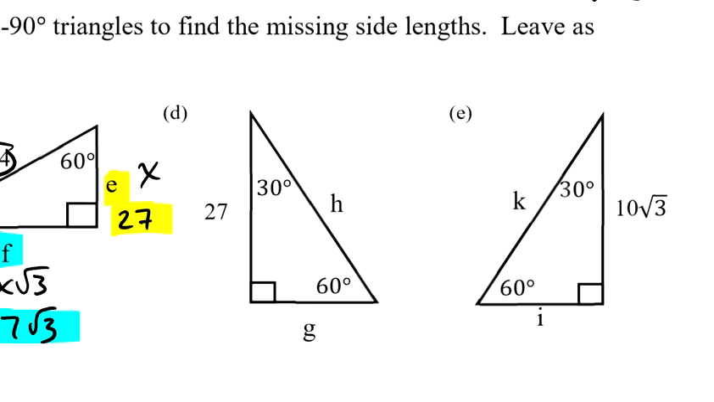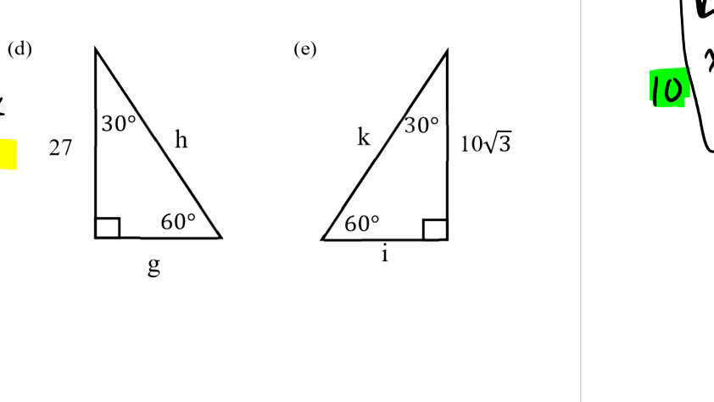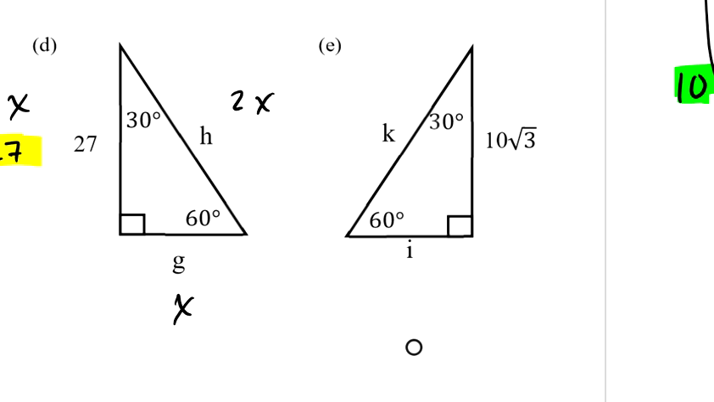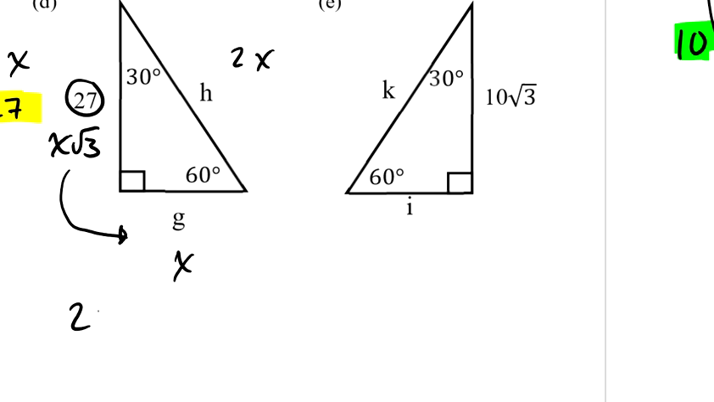Let's move along. This is probably one of the worst case scenario ones, right? Here's the 60. And across from the 90, we call this 2x. Across from the 30 is x. And across from the 60 is our x times the square root of 3. So our x times the square root of 3 is 27. If I want to know what this side is, I have to divide by root 3. So this is going to be 27 divided by the square root of 3.